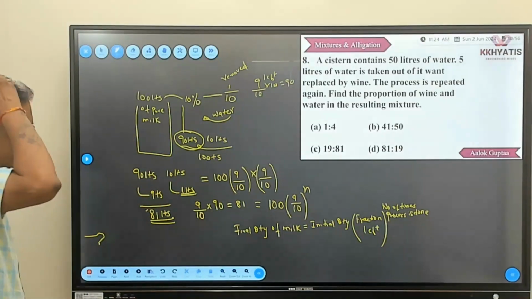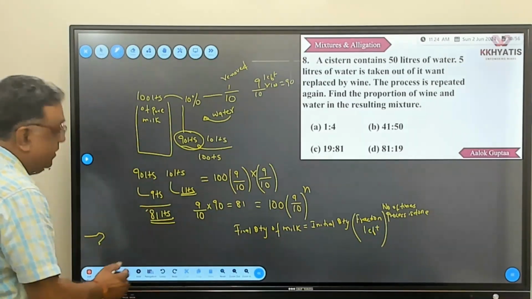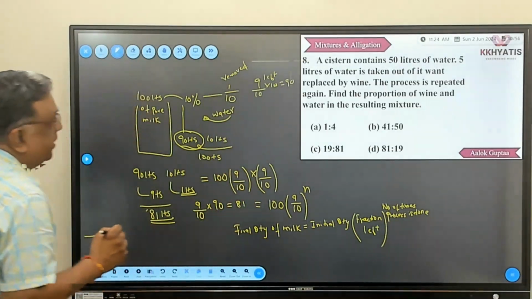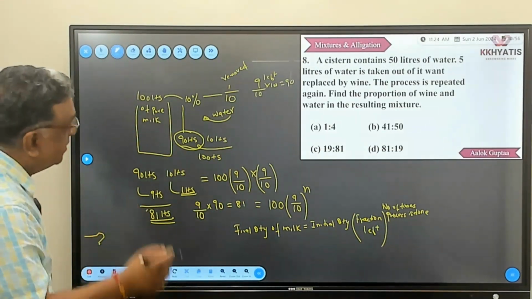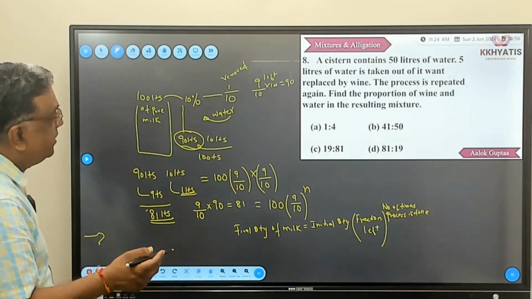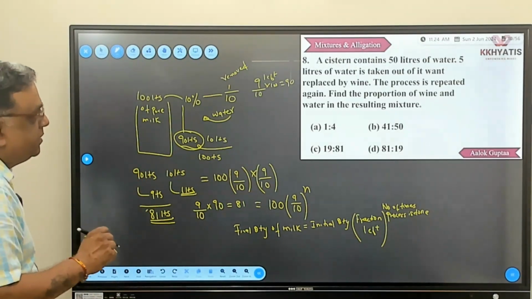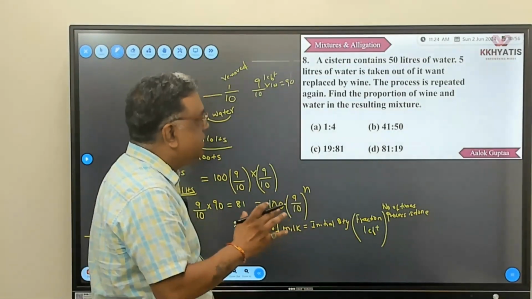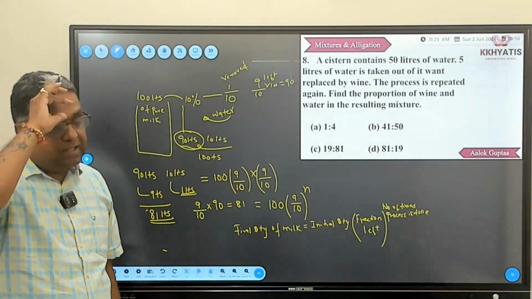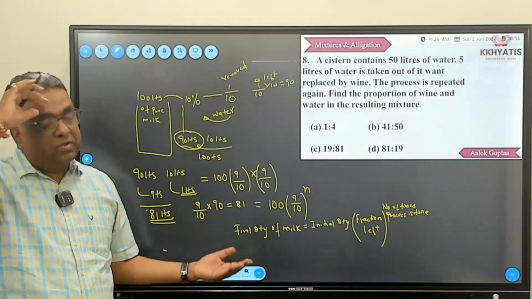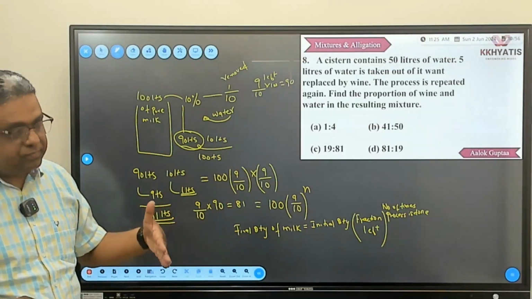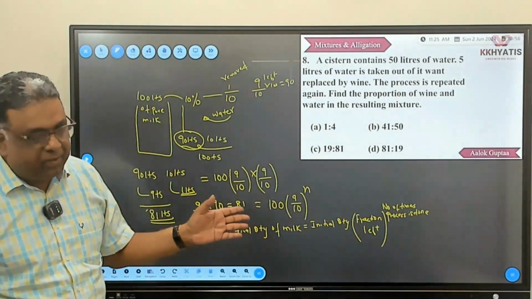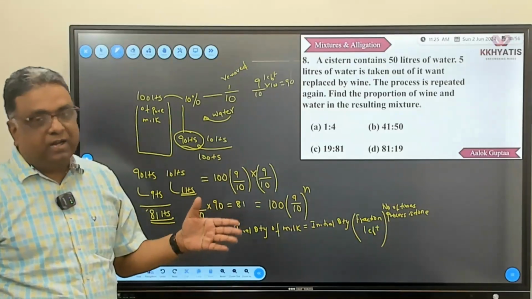What is the problem saying? A cistern contains 50 liters of water. 5 liters of water is taken out and it is replaced with wine. The process is repeated again. Find the proportion of wine and water in the resulting mixture. In this case, the quantity which is getting constantly removed is water, which means I will apply this concept on water. So what is the initial quantity of water I have?